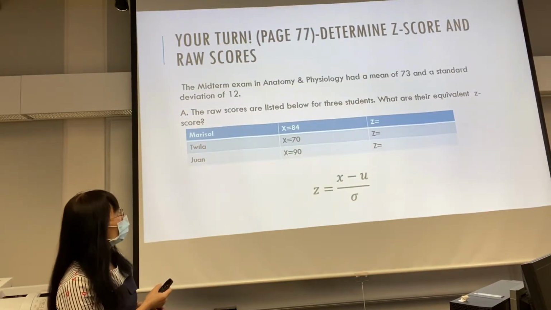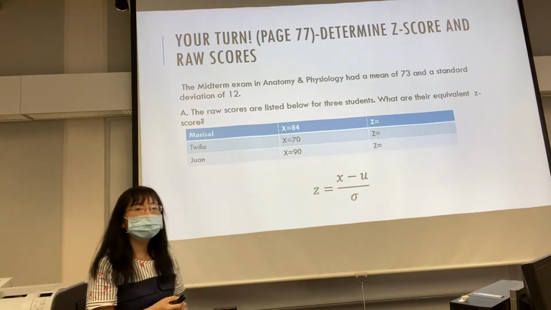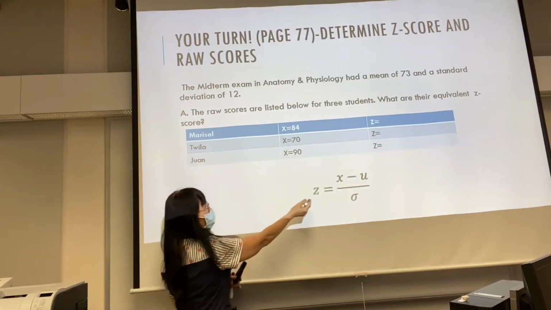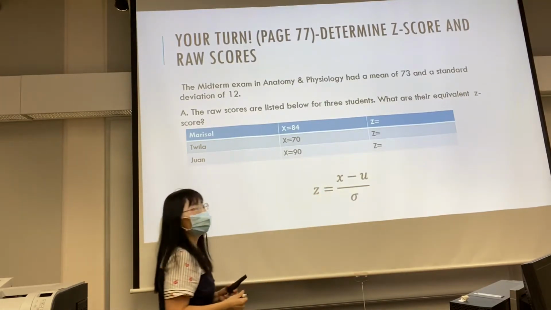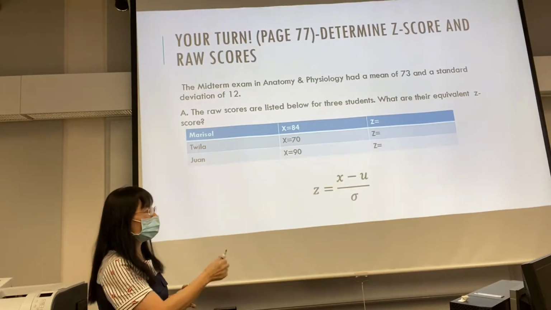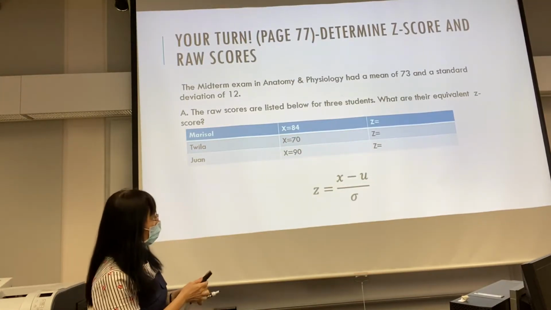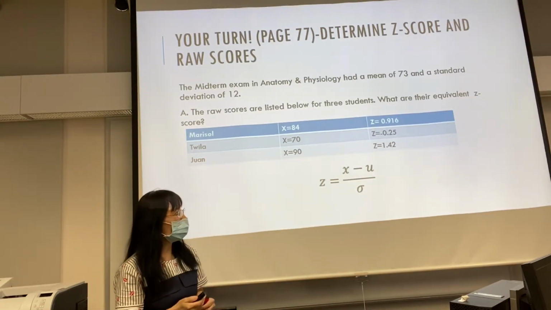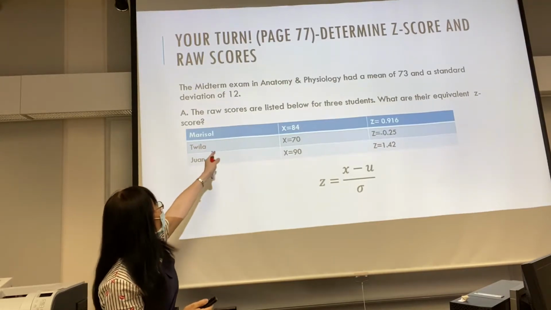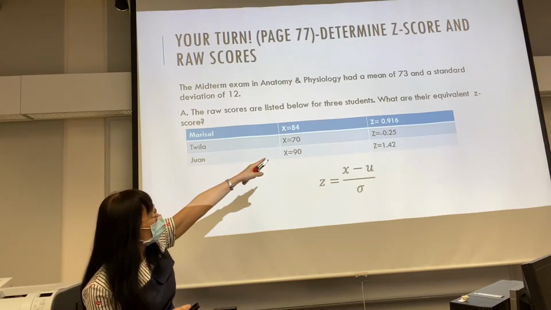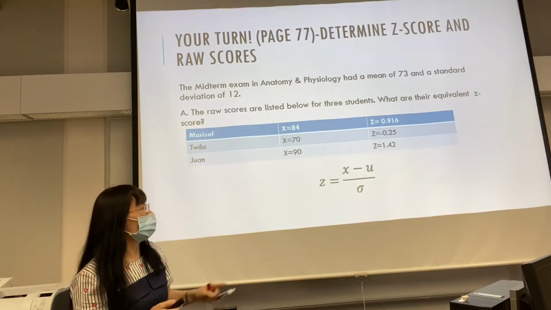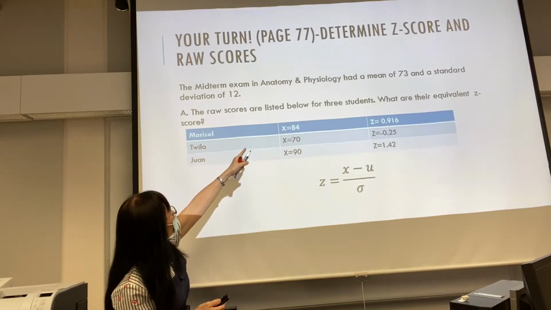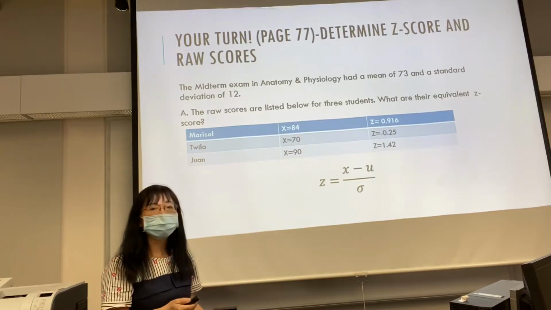Now for this one, let's go back to get our Z score. Everybody remember, the Z score is your raw score, subtract your mu, divide by the standard deviation. So then, what do we get? 0.916 equals 84 subtract 73 divided by 12. And then 90 subtract 73 divided by 12, you get 1.42.